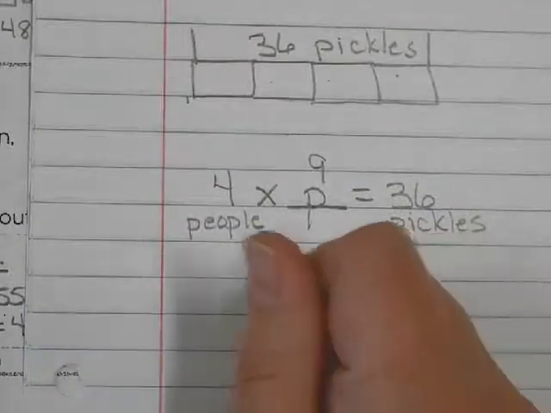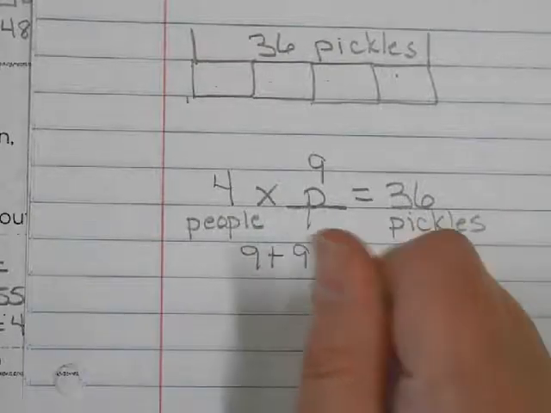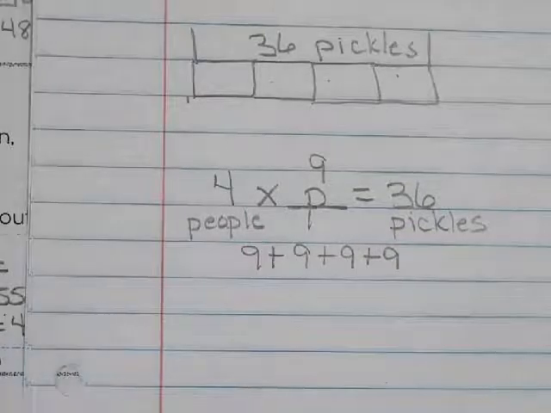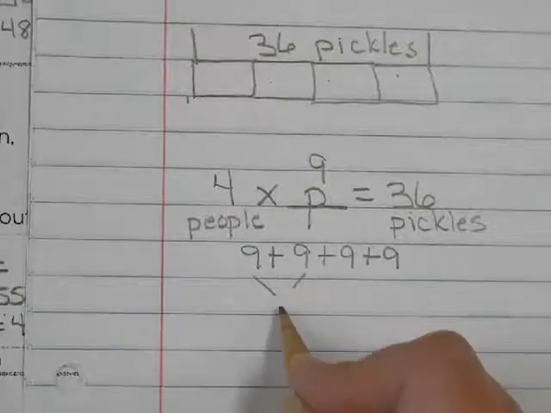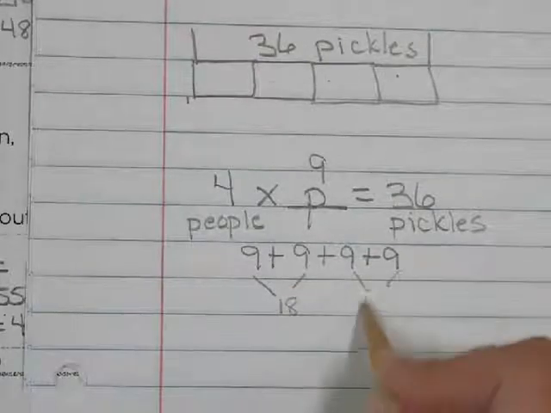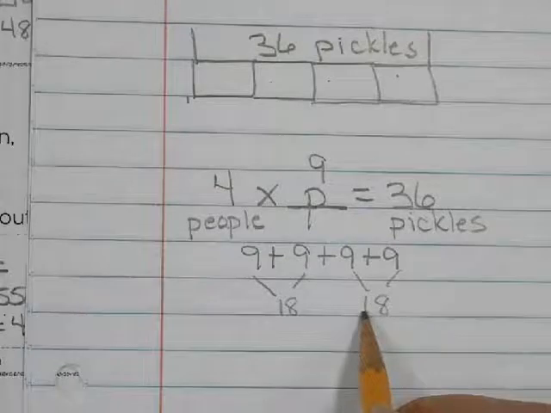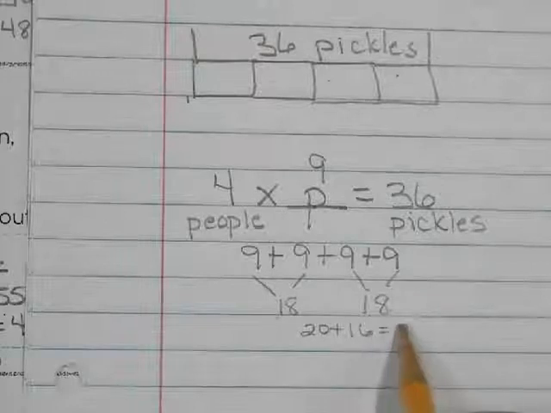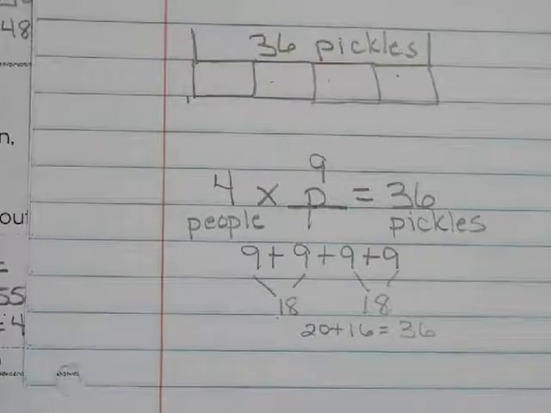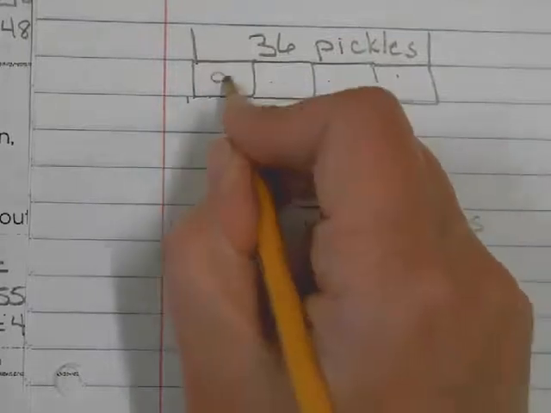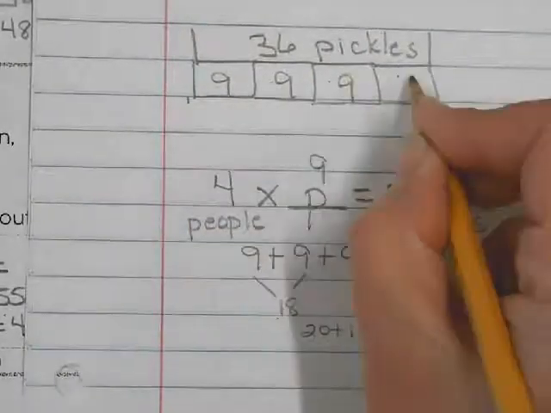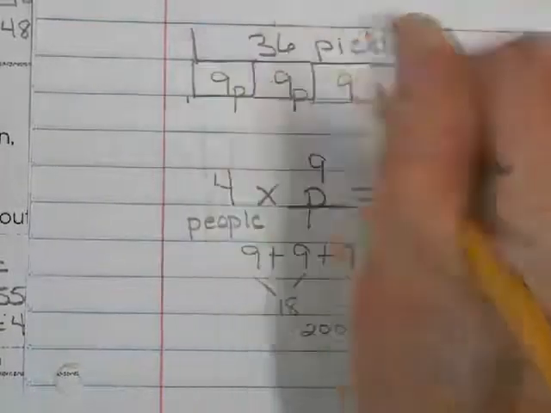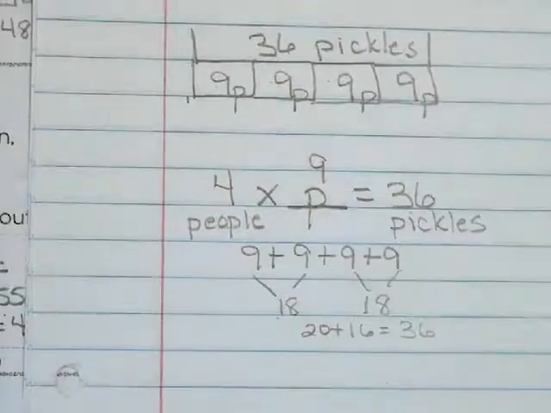How do we check? We can check by using our repeated addition, or we could use repeated subtraction and start subtracting 9 from 36. We know that 9 plus 9 is 18, and 9 plus 9 is 18. 20 is your 10 and 10, and your 8 plus 8 is 16. So together, those are the 36 pickles. So the people shared 9 pickles each. So we could put a 9P here for 9 pickles each person gets.